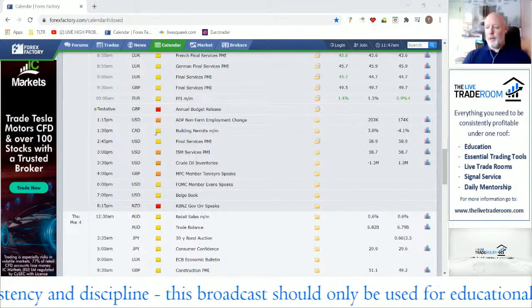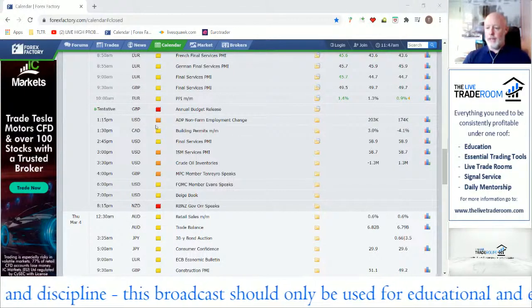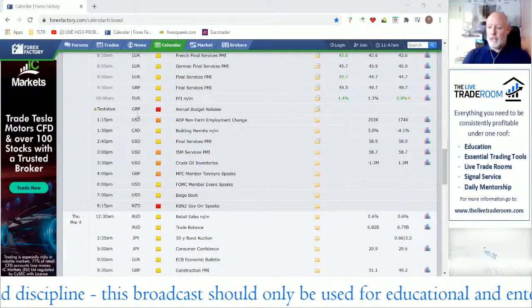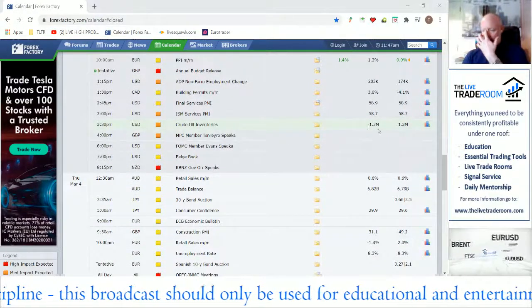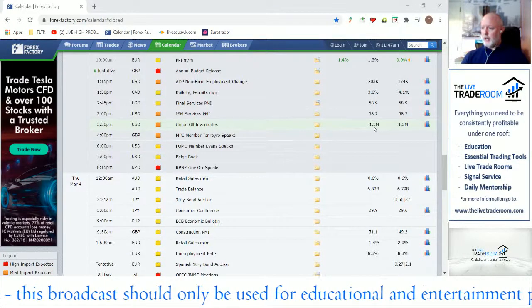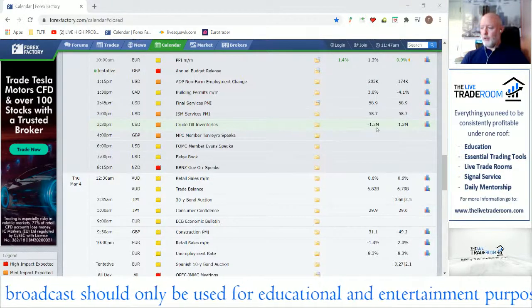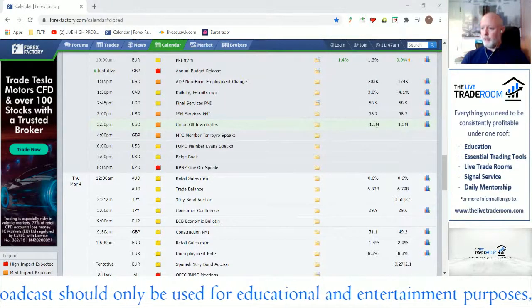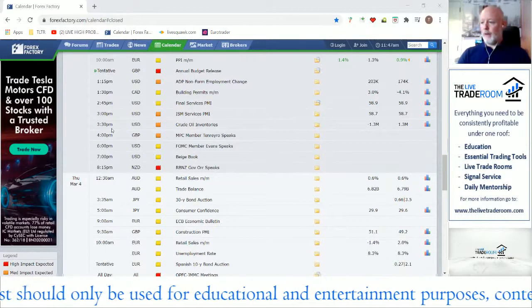In addition, we'll have a quick look at the ADP numbers, due out at 1:15, so that will potentially have an impact on the US dollar. We've also got crude oil inventories. It will be interesting to monitor the oil price during this session, and we'll see if the inventories news release at 3:30 will influence the price of oil.